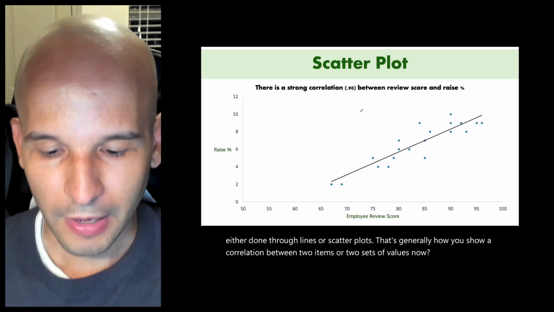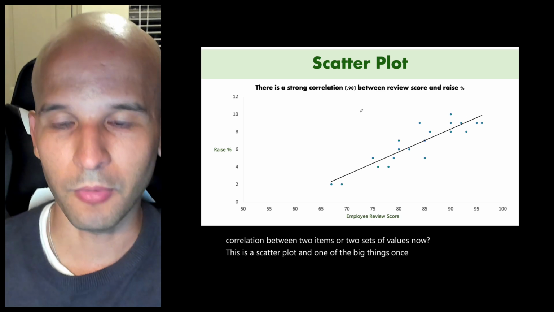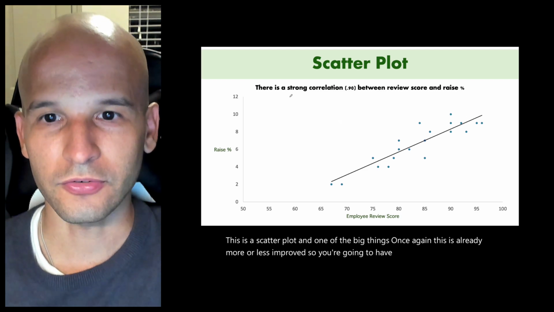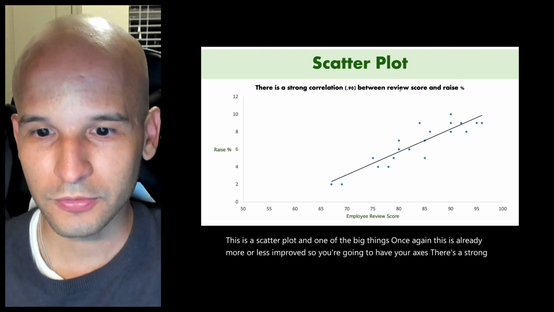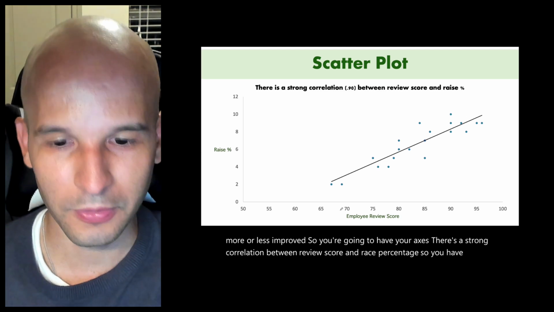Now, this is a scatter plot, and one of the big things, once again, is that this is already more or less improved. So you're going to have your axes. There's a strong correlation between review score and raise percentage. So you have raise percentage here, review score here.